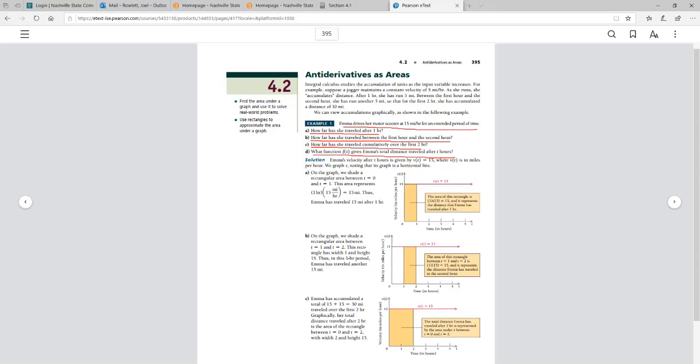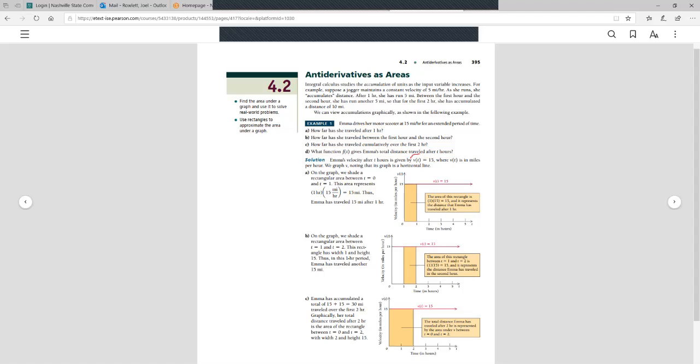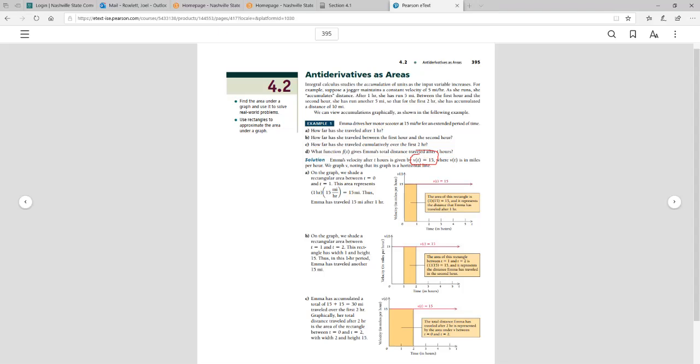Okay, so before we get into the total geometry here, I guess we're going to have to go back and think about the velocity and position functions that we used in the previous example. They tell us that Emma drives her motor scooter at 15 miles per hour. Well, that is the velocity, that is her speed. So I know that v of t is 15. That's crucial, right? v of t is 15, where v of t is in miles per hour.